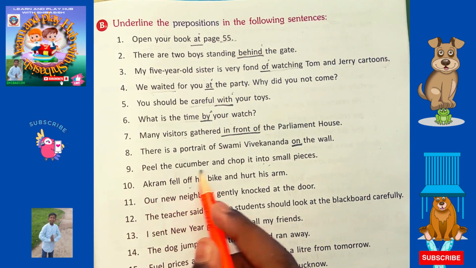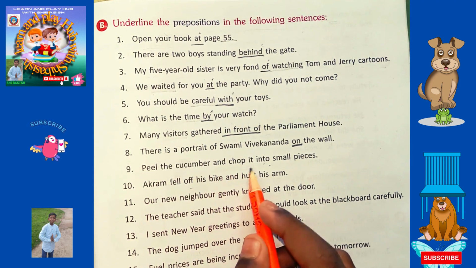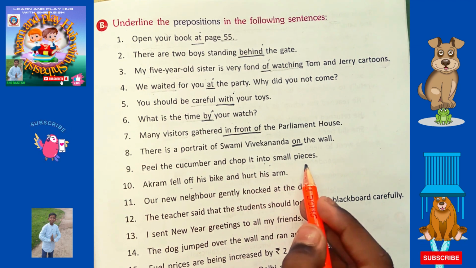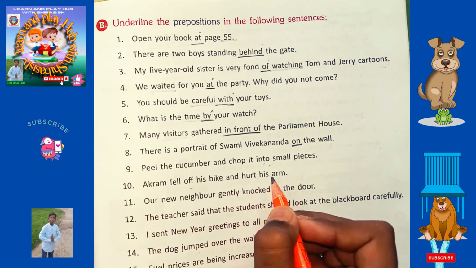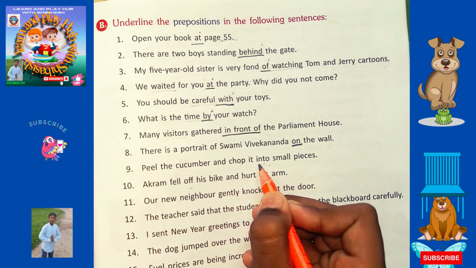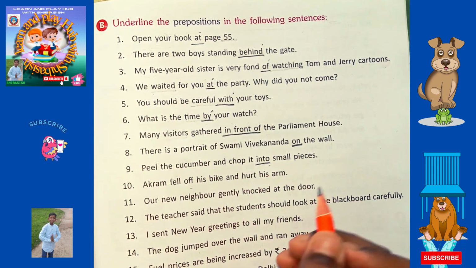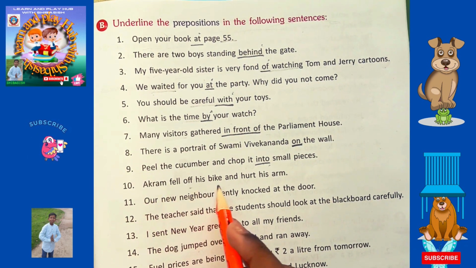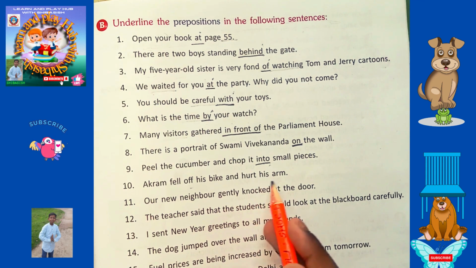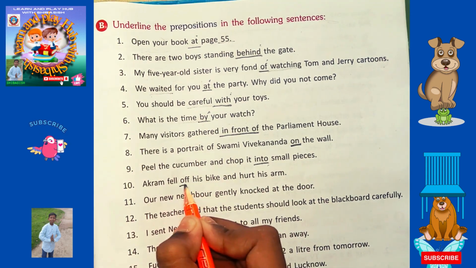Peel the cucumber and chop it into small pieces. The preposition is "into". Next, Akram fell off his bike and hurt his arm.